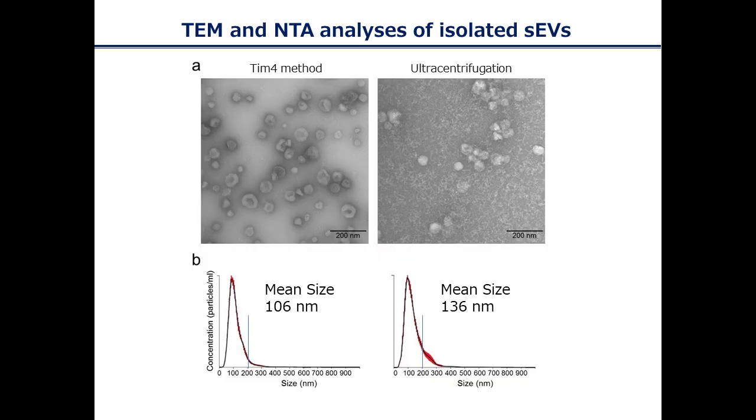The TEM analysis revealed pure SEVs isolated by the TIM4 method. On the other hand, a large number of small precipitates could be observed by the ultracentrifugation. In addition, the mean size of SEVs isolated by the ultracentrifugation was larger than that isolated by the TIM4 method, probably due to the increased populations of aggregated or fused SEVs larger than 200 nanometers.